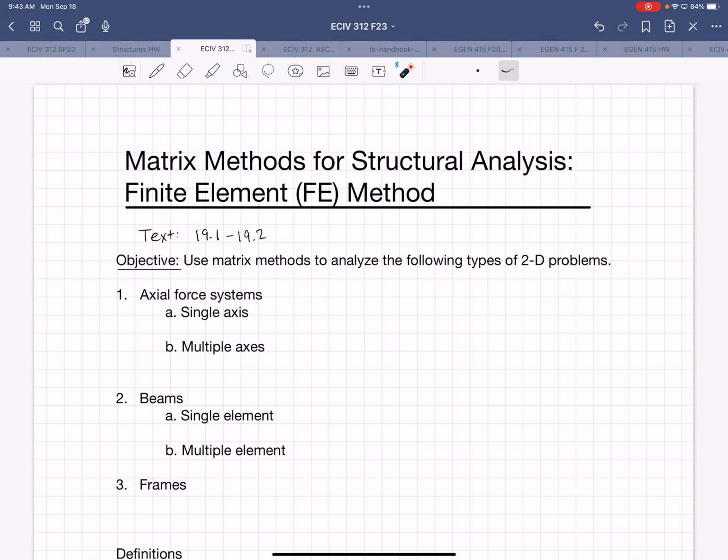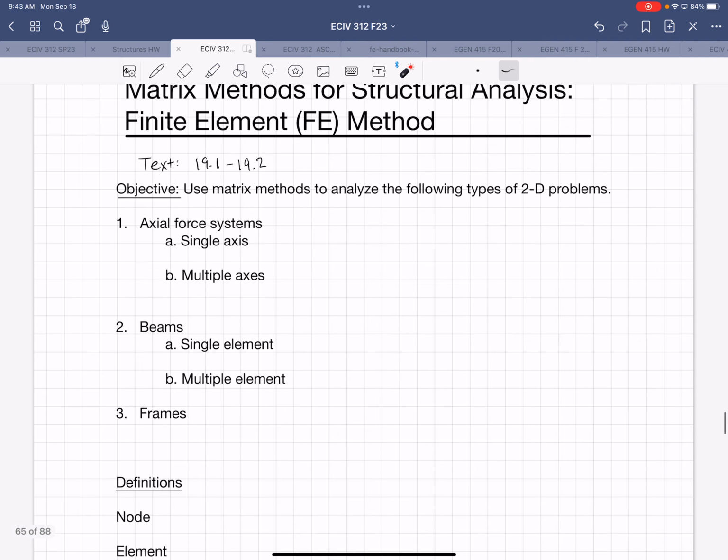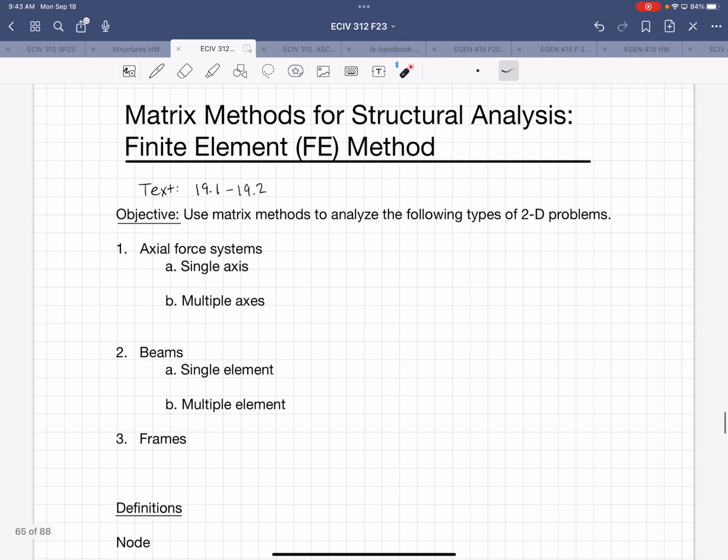So the finite element approach. The textbook sections that I've assigned for reading on this subject are, to begin with, just 19.1 and 19.2. So those are just some short sections to read that will introduce this topic. The idea behind this method and why we teach it is so that you'll have the tools to use matrix methods to analyze certain types of two-dimensional problems.